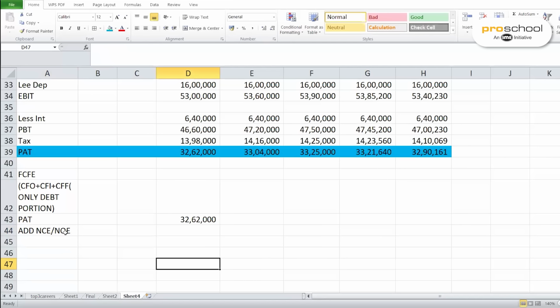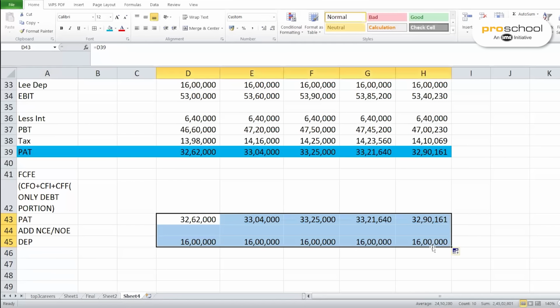So we will add. Now, what is the non-cash expense over here? Only depreciation. So I will simply copy depreciation from here, so my depreciation will be added. Then we make the adjustments for the working capital, but there is no working capital given in the assumption. So these two figures will give me my cash from operations. So the first part is done.